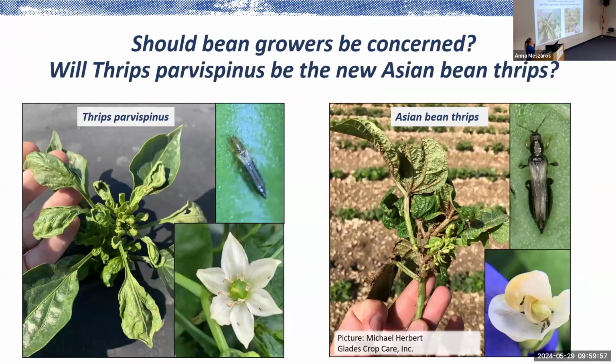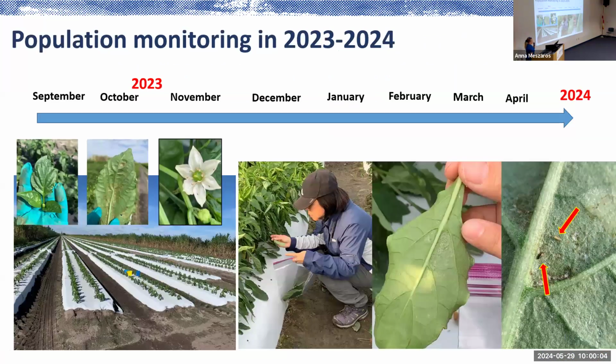So should bean growers be concerned? Will Thrips parvispinus be the new Asian bean thrips? So what we've been doing, with Dr. Dengfeng Mu and Julian Bilsland, is conducting surveys and monitoring thrips populations in vegetable fields, mainly in Eastern Palm Beach County, where infestations were high during the 2022 and 23 season.